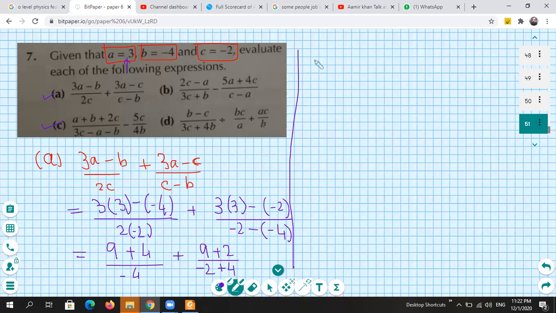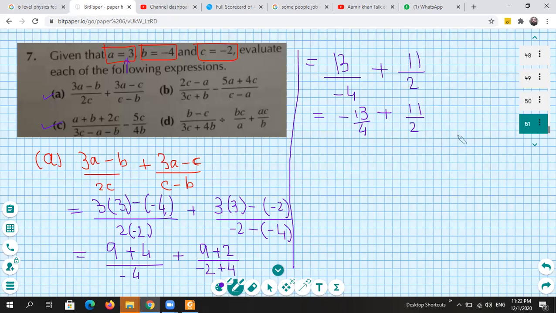9 plus 4 13, minus 4 as it is, plus 9 plus 2 11, minus 2 plus 4 opposite sign, so they will be subtracted. So 4 minus 2 gives you 2. So we have to solve these two fractions, or it can also be written as minus 13 over 4. Minus can go up like this.